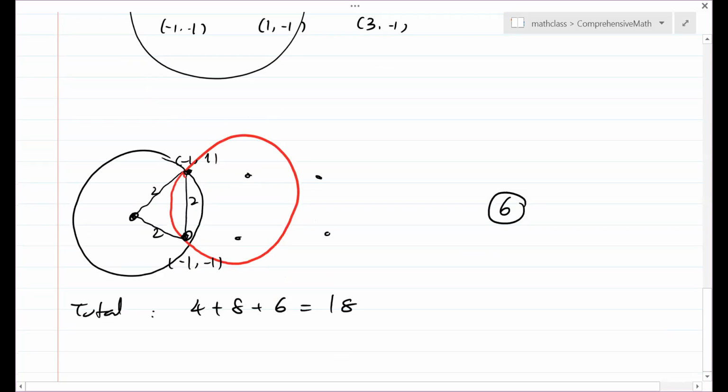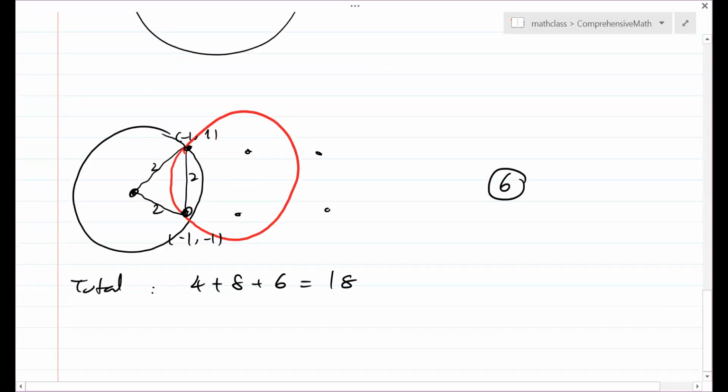You have to find all the possible ways to draw. If you draw, I don't draw all of them. I just draw two. You can see that, right? So those two circles have a radius two. Use an equilateral triangle.